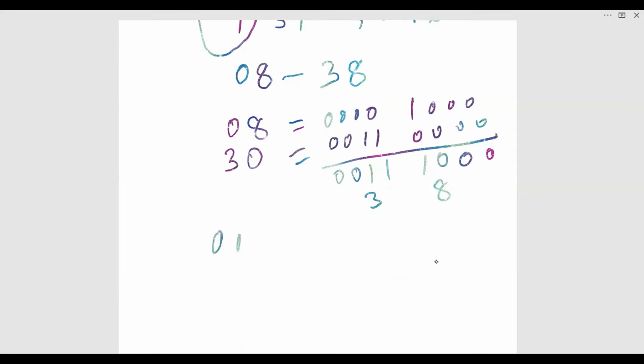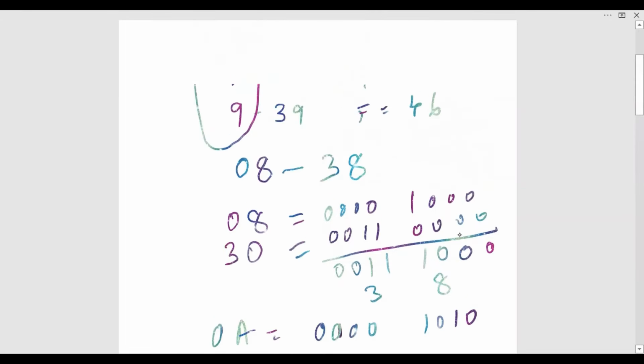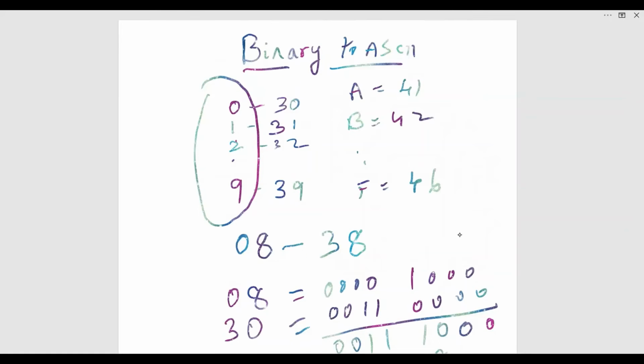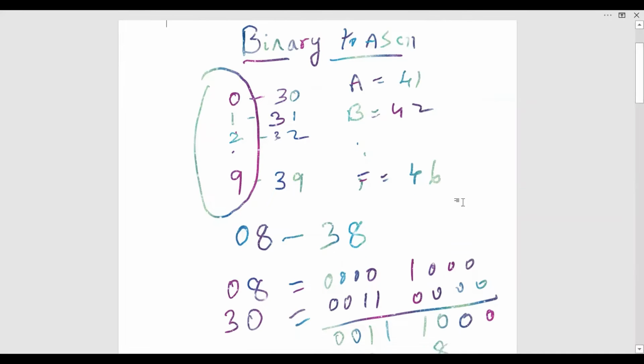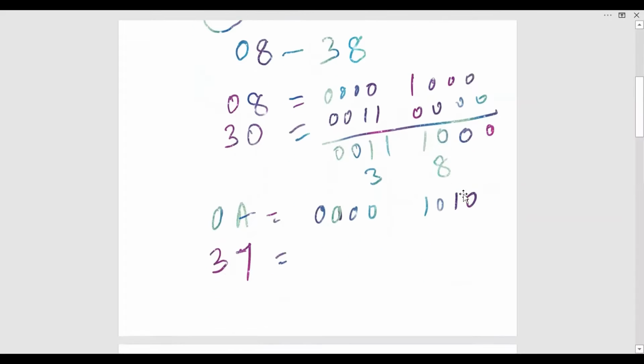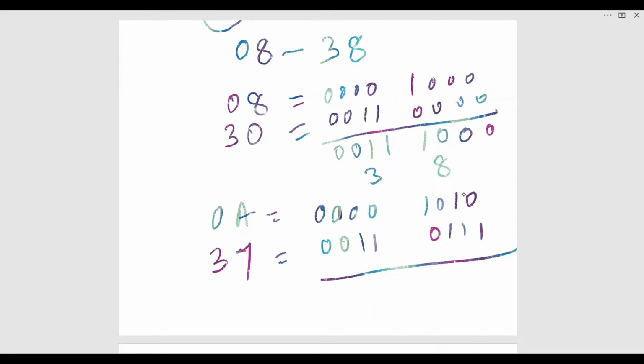Similarly, take A. So write first the binary equivalent of A, which is 1, 0, 1, 0. Add 37 to it. So if you see here, if you add 37 to A, and 37 to B, and so on, up to 37 to F, we get 46. Let us check whether we get the ASCII value or not. So 30 is 0, 0, 1, 1 and 7 is 0, 1, 1, 1.